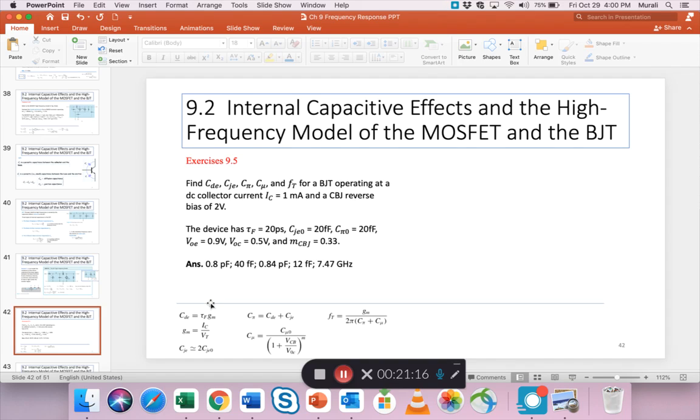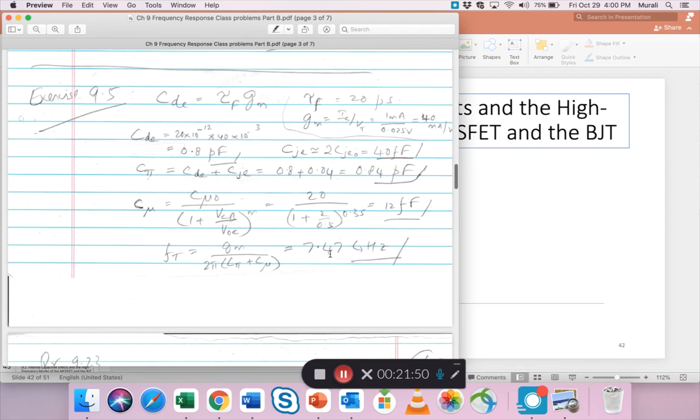So again, the formulas are here. CDE, gm, because you need gm here. And CDE also is a product of two things. And of course, so you need gm. CJE is easy. C pi is the sum of the two. C mu has this formula. Okay. So this is the collection of formulas required. So I will look at 9.5 in my PDF. By the way, the PDF is called Chapter 9 Frequency Response Class Problems Part B.